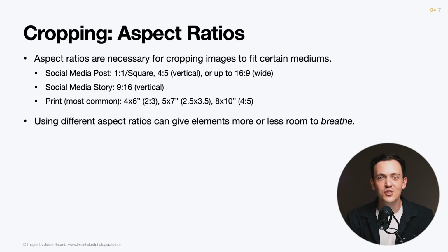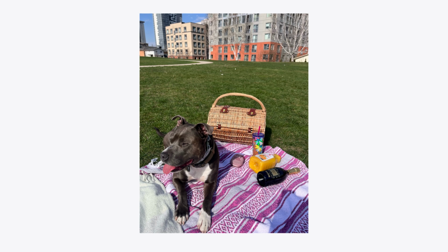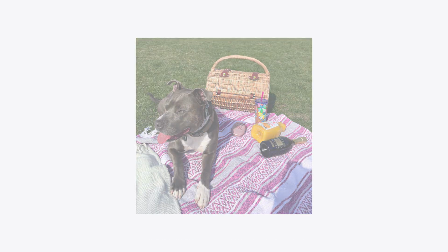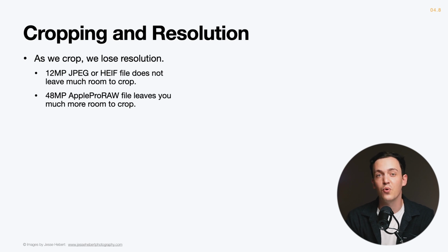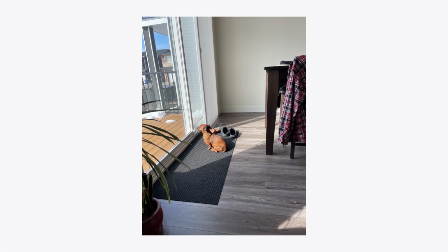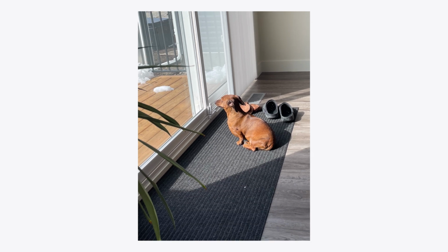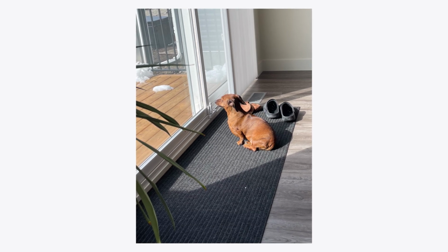Aspect ratios don't need to just be a utilitarian process. They can also be used as a creative process to give elements in your image more or less room to breathe. It's important to know that as we crop in, we lose resolution in our image. A 12 megapixel JPEG file, which our iPhones by default capture, doesn't leave you much room to actually crop in into your image. Cropping in this case should really just be used as a corrective tool because as you crop in, you significantly drop your resolution.